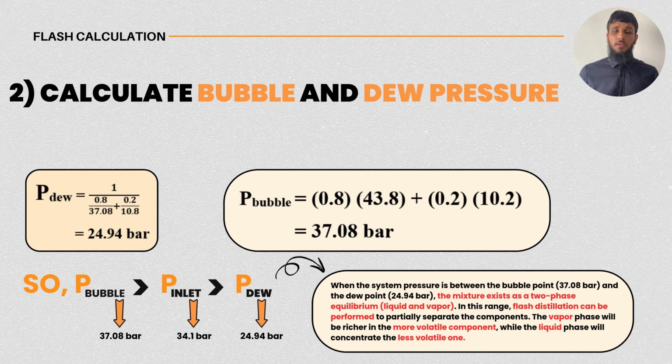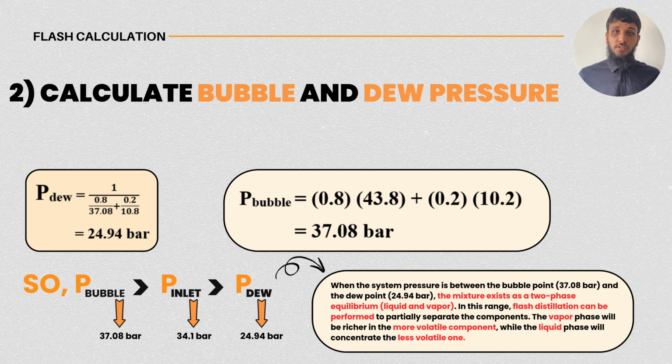Secondly, we are going to calculate the dew and bubble pressure. Now we're going to calculate the dew pressure using the formula 1 over the composition of the first component divided by its Psat plus the composition of the second component divided by its Psat. We got that the dew pressure is equal to 24.94 bar. Now we're going to calculate the bubble pressure using the formula, the composition of the first component multiplied by its Psat plus the composition of the second component multiplied by its Psat. We got that the bubble pressure is 37.08.